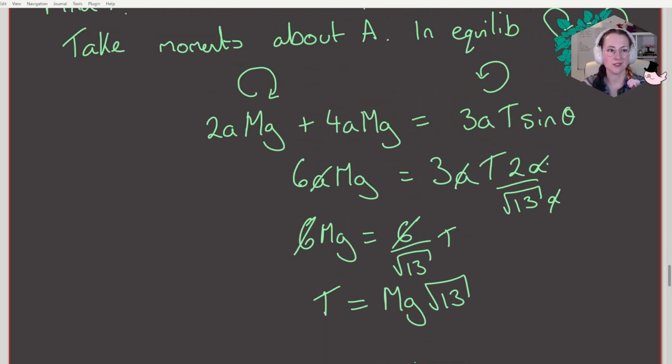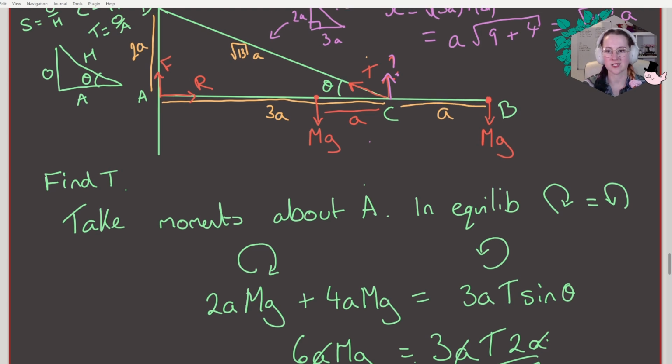But yeah, so all we needed to do was take moments about a point and resolve, and because it's in equilibrium, if it was not in equilibrium, if it was moving, if it was being rotated, we wouldn't be able to do that. We'd have to deal with resultant moments and all that confusing stuff.